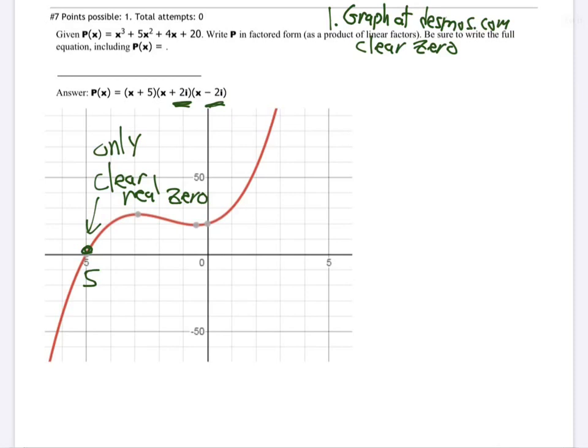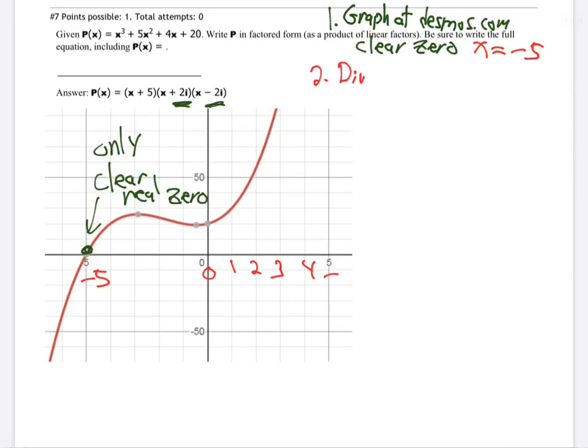So the only clear 0 is at x equals, well, that's -5. I'm going to be a little careful there. That's -5, isn't it? Because here's 0, and these are positive numbers this way. Here's regular 5. So that's -5, -5. Okay.